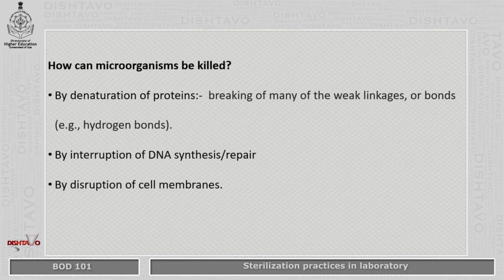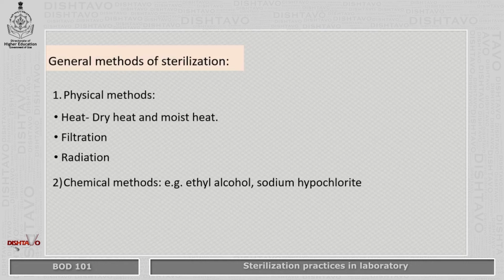How can microorganisms be killed? By denaturation of proteins, that is by breaking of many weak linkages and bonds, which include the hydrogen bonds. Second is by interruption in their DNA synthesis or DNA repair. And third is by disruption of their cell membranes. So there are various methods of sterilization. Two general methods are the physical method and the chemical method.